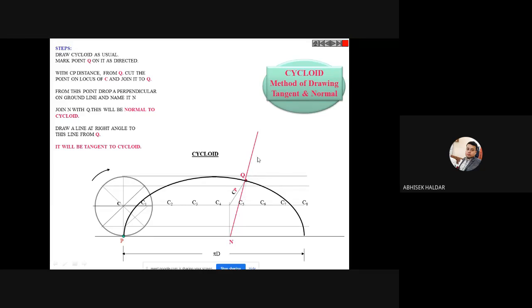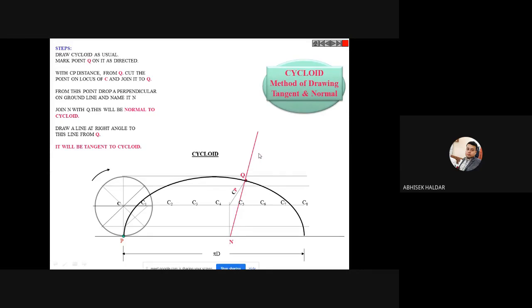Okay, so this is the normal to this curve, normal to the cycloid. I'm repeating the last part of the drawing: whenever I get this intersection point, from this point I drop down a perpendicular on this straight path, and it will cut at a particular point n. Just join that point n with the arbitrary point you have taken on the curve, q, and extend. So that is nothing but the normal.